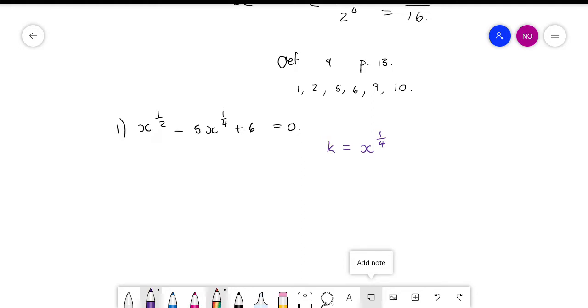Okay. That means that this first term becomes what? K squared. Why? Because a quarter times 2 gives you a half. Yes? At least I see like 3 of you agreeing with me. Okay, so it becomes K squared. This one becomes minus 5K because we set x to a quarter equal to K. And this one is 6. Now the reason why we do this is that it's easier to factorize than this. You can factorize it straight away, but it is more difficult. Yes.